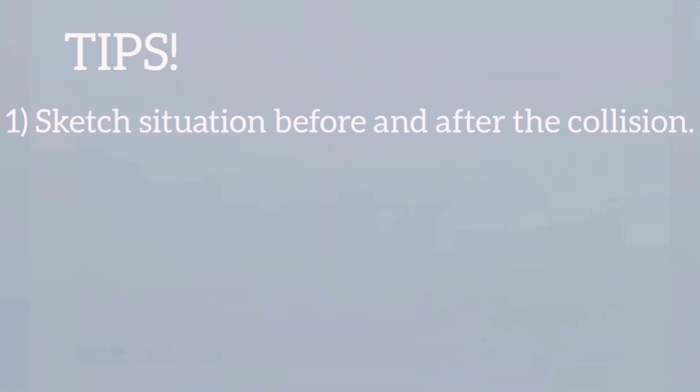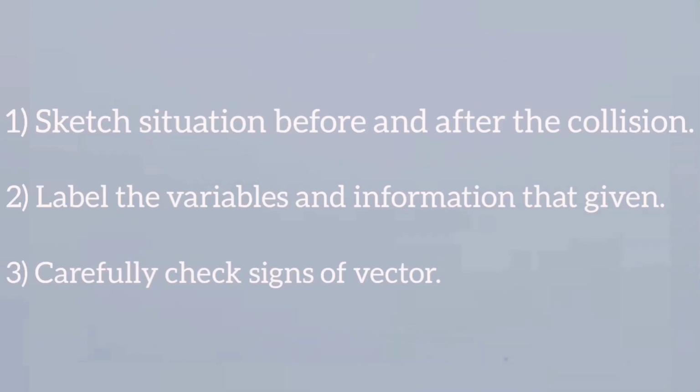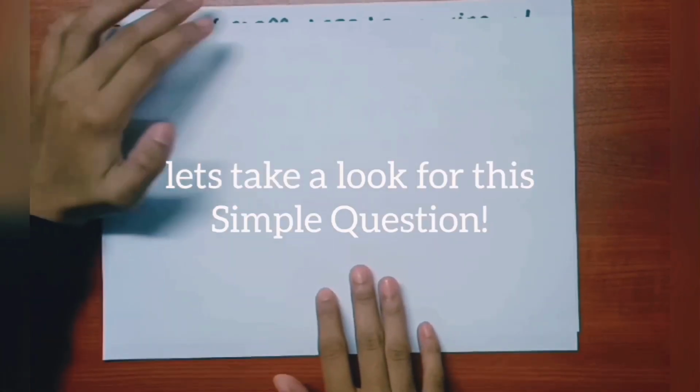Next, after you finish your sketching, label your sketch with all the variables and information that you get from the question. And lastly, the more important thing is to make sure that you are constantly ensuring that the sign of your vector or direction is consistent. If the object is moving to the left, then you have to put a negative sign. And if the object is moving to the right, then it will be a positive sign. Let's take a look at this simple question.